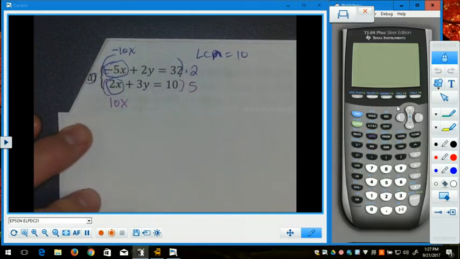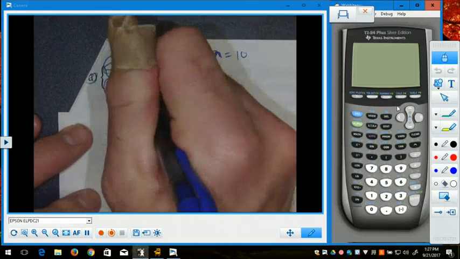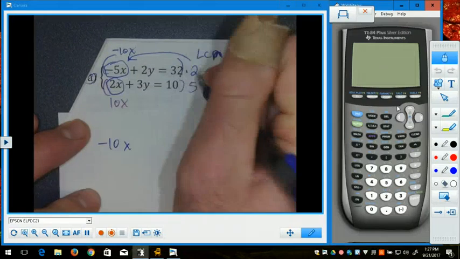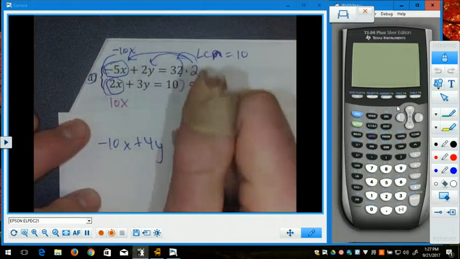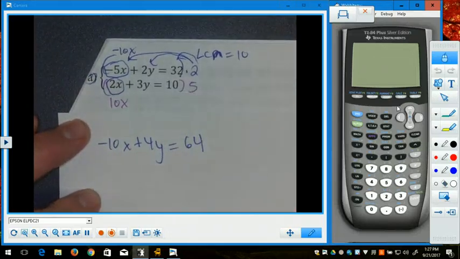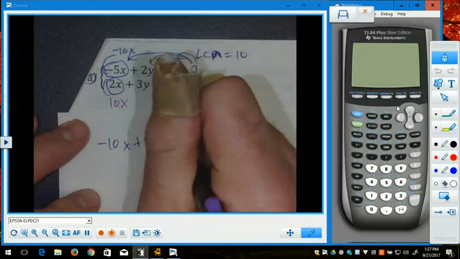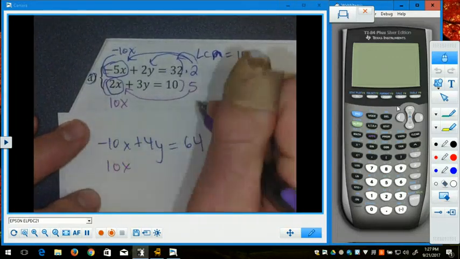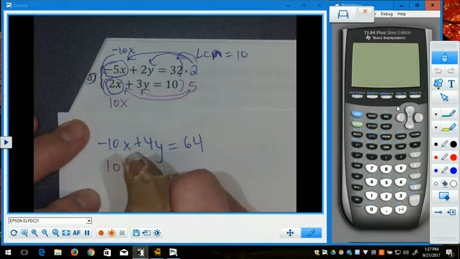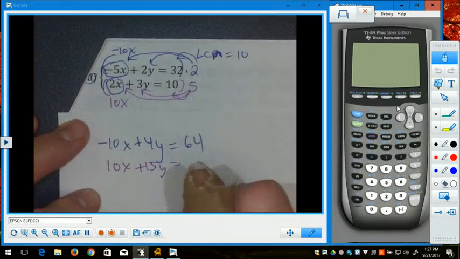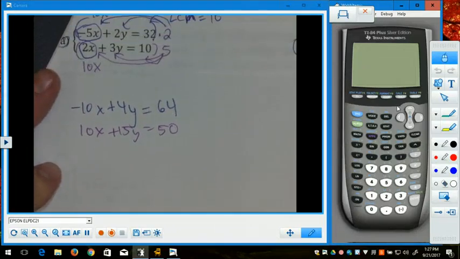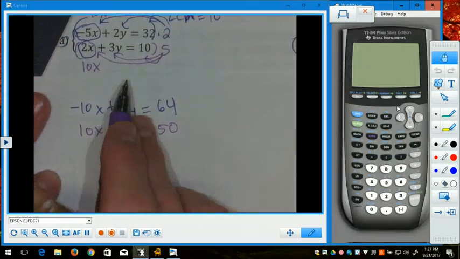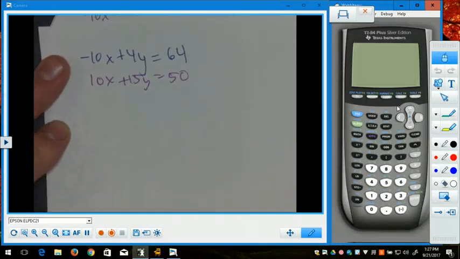When I distribute the 2 into the top equation, I get negative 10x plus 4y equals 64. When I distribute the 5 to the bottom equation, I get positive 10x plus 15y equals 50. So my equations are still balanced. It's the same system. It just looks different.